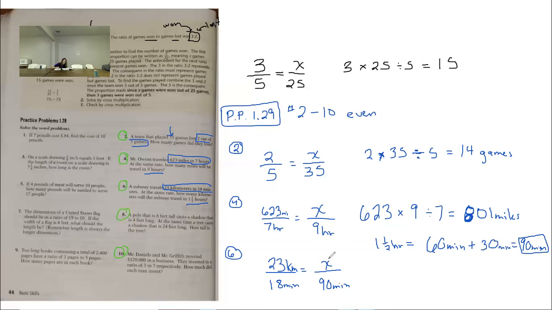$11.5. 11.5. Ouch. That's correct. Oh, they have a 0.5. They just have 115. Let me see, we typed in 23 times 90, and then divided by 18. Well, I originally got 23.